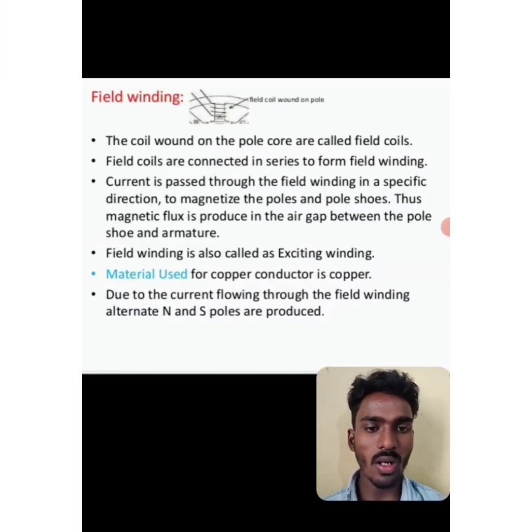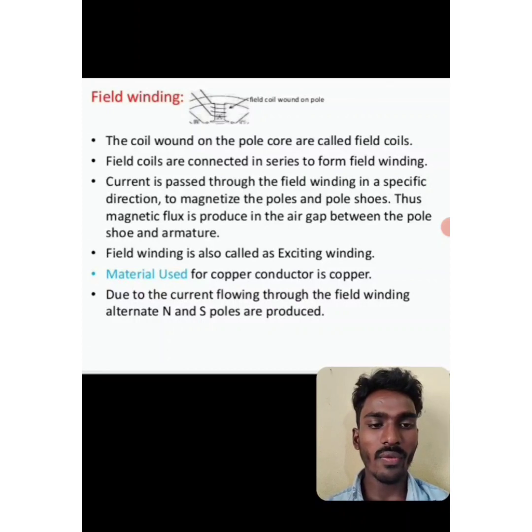Field winding. The coil wound on the pole core is called field coils. Field coils are connected in series to form the field winding. Current is passed through the field winding in a specific direction to magnetize the poles and pole shoes. Thus, magnetic field flux is produced in the air gap between the pole shoe and armature. Field winding is also called exciting winding. Material used: the conductor is copper. Due to current flowing through the field winding, alternate N and S poles are produced.